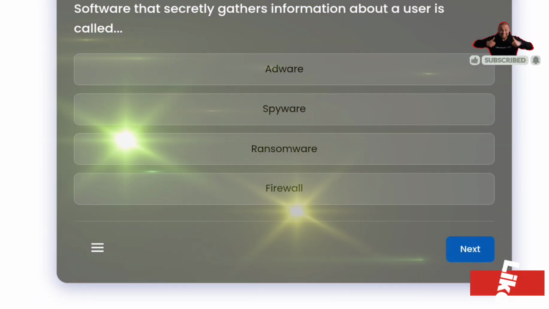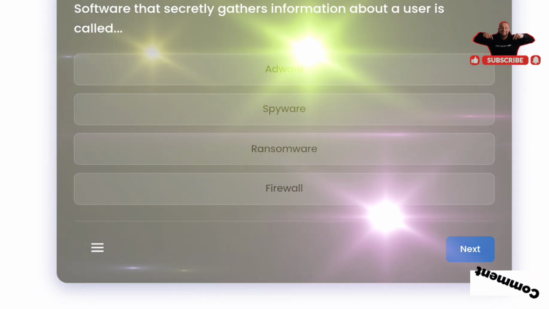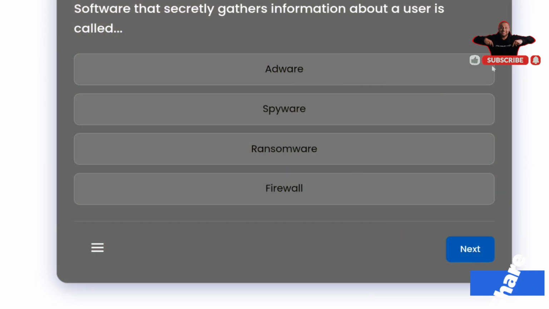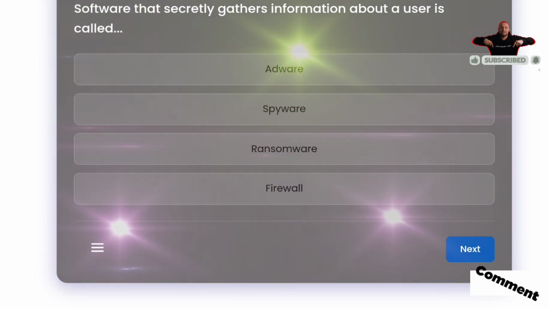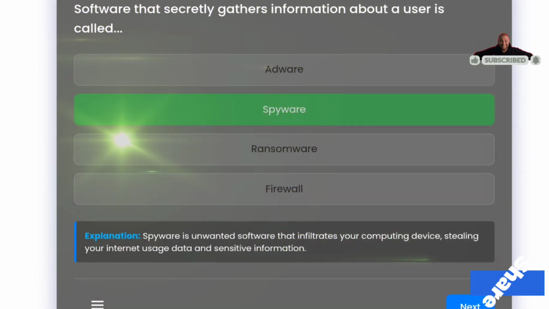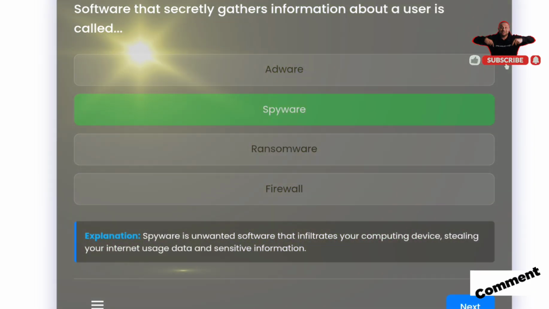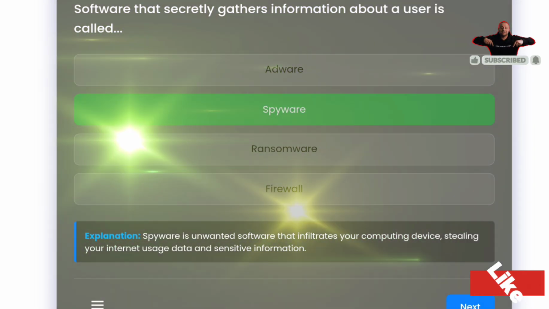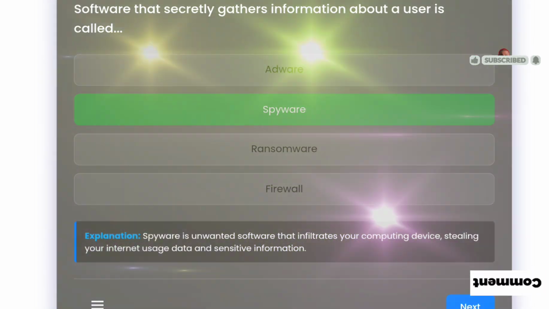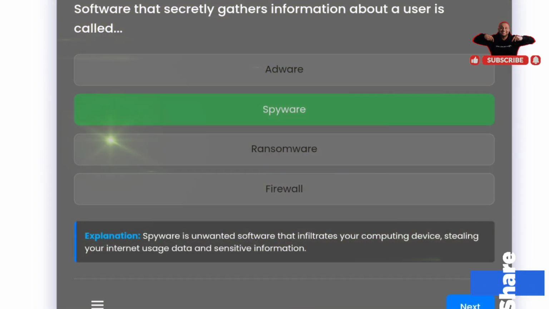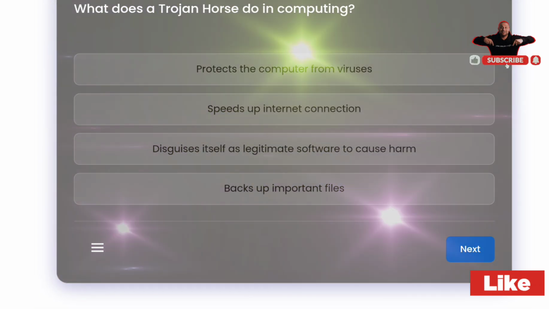Software that secretly gathers information about a user is called spyware. Okay, spyware is an unwanted software that infiltrates your computing device, stealing your internet usage data and sensitive information. Spyware बहुत खतरनाक होता है.